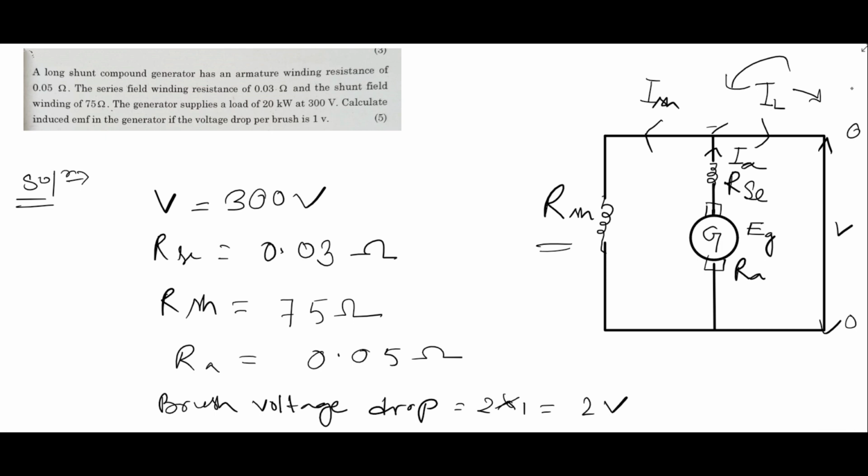According to the diagram, IA equal to ISH plus IL. As you can see at the junction, IA splits into the shunt current and the load current. So IA will be equal to ISH plus IL. Let's move to the next page.